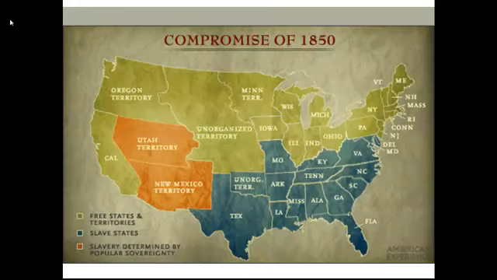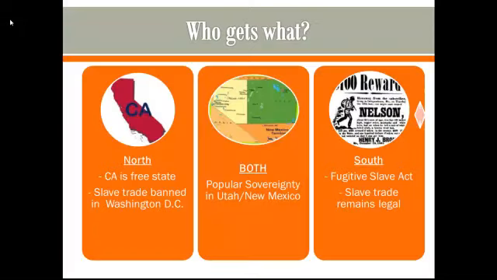We can kind of look at the free states and free territories versus slave states. And then a large piece of that territory won in the Mexican-American War would be determined by popular sovereignty, which means that the citizens in those territories would vote on the slave issue. So here's a nice little graphic of who gets what. The North gets some of what they want. They get California as a free state, and they get the slave trade banned in the capital. Both sides agree on the idea of popular sovereignty in Utah and New Mexico. That basically those states can go either way, and so it takes those territories out of this debate.